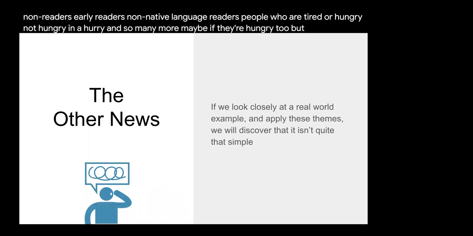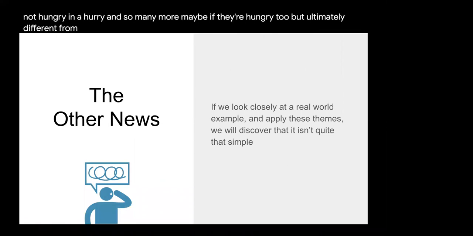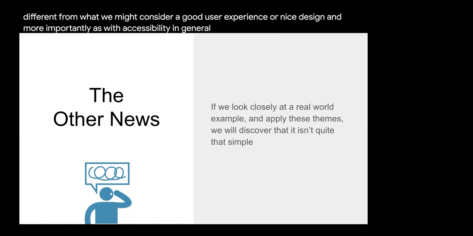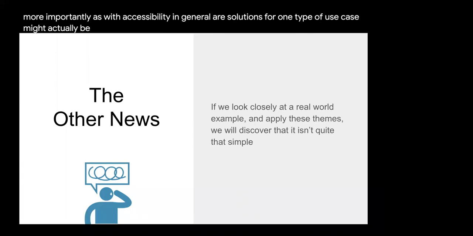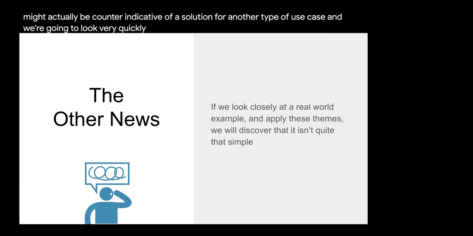But ultimately, the needs of neurodivergent users can often be very different from what we might consider good user experience or nice design. And more importantly, as with accessibility in general, our solutions for one type of use case might actually be counter-indicative of a solution for another type of use case. And we're going to look very quickly at what this might mean.